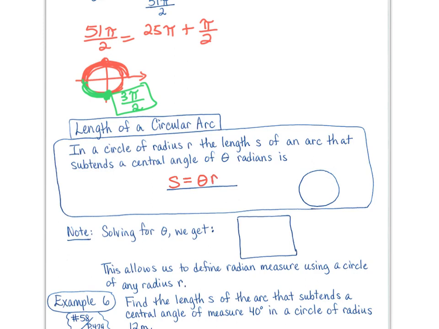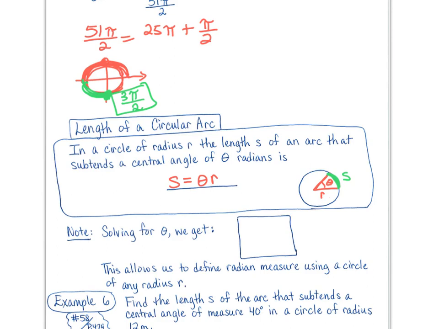Graphically, let's put it together. We have a circle of radius r. The length s of an arc, so we have an arc, and we have the length s here, that subtends a central angle of theta radians. So theta here. This says that s is equal to theta times r.